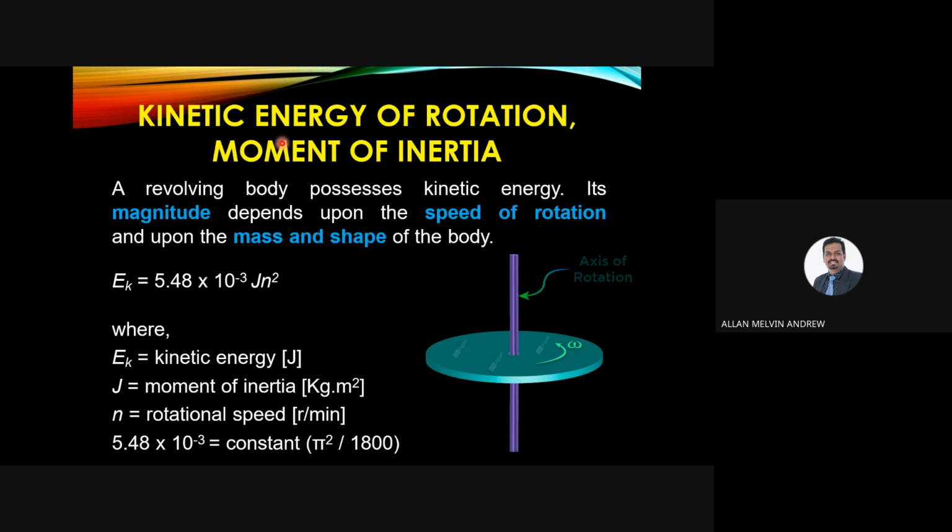For kinetic energy of the rotation, we have calculated that Ek equals 5.48 times 10 to the power of -3 J n squared. So this is the formula. If in your exam or test a rotational kinetic energy is given, straight away use this formula. Ek is kinetic energy in joule, J is the moment of inertia in kilogram meter squared, and n is the rotational speed in revolution per minute.